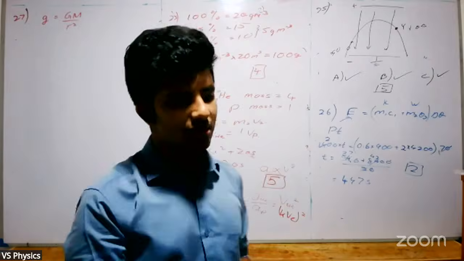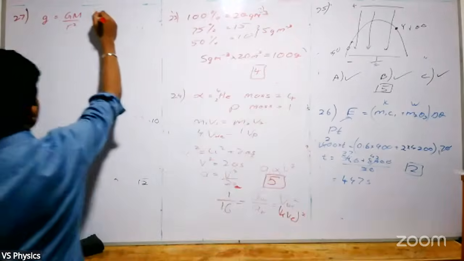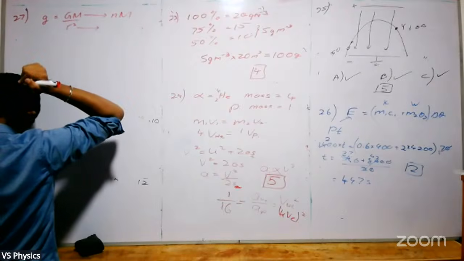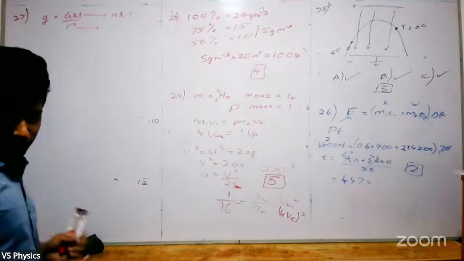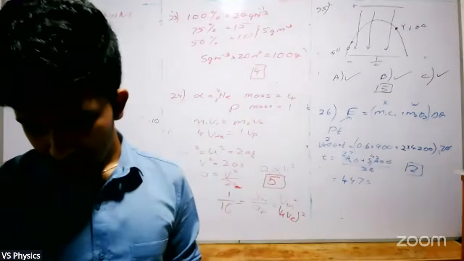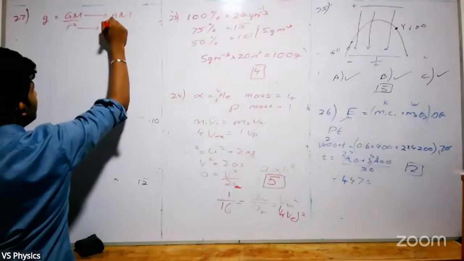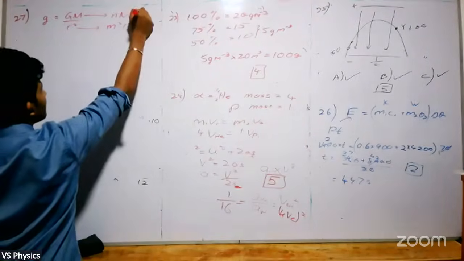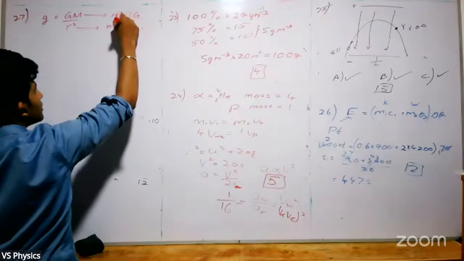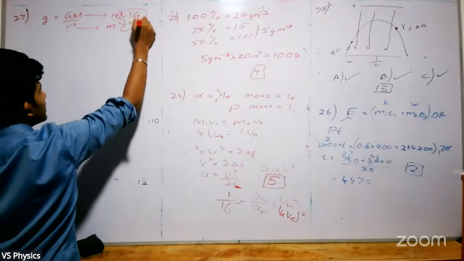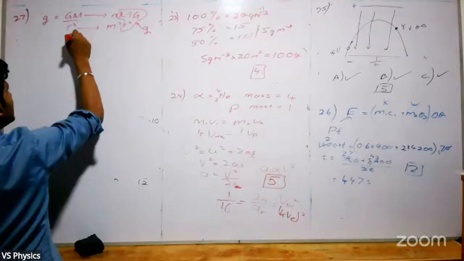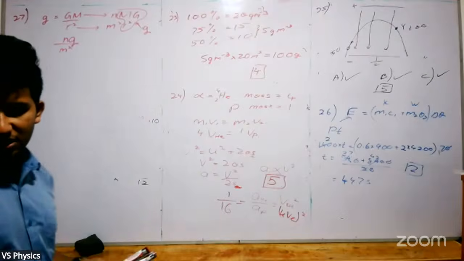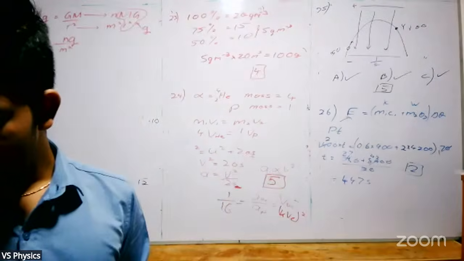Now what has happened? Mass has gone to nM and radius has gone to mR, so m squared r squared. This is again gravity. Then we can directly write nG divided by m squared. How many seconds did I take? Maybe 10, 15 seconds.